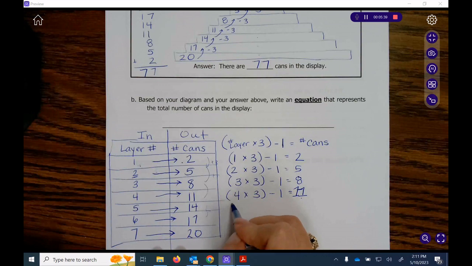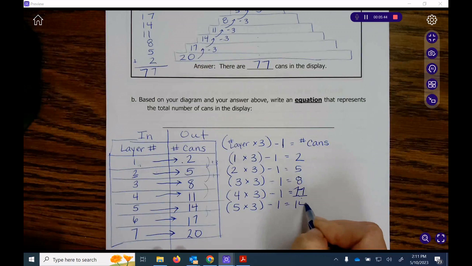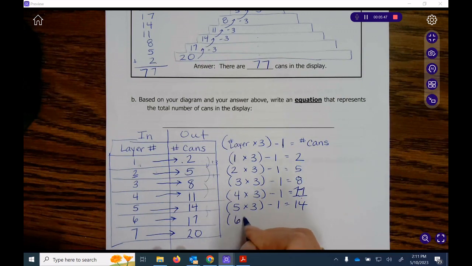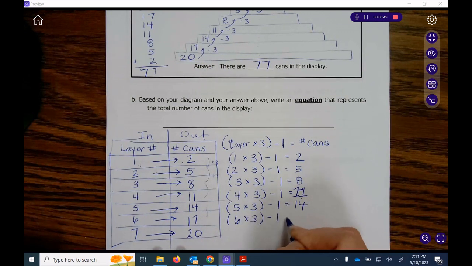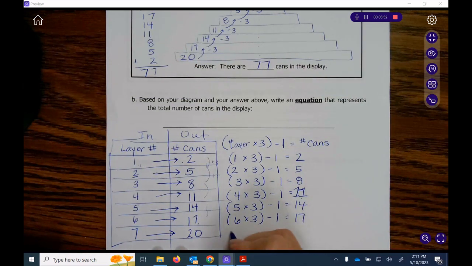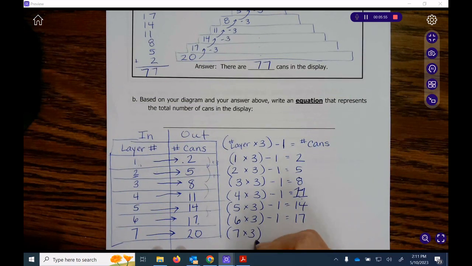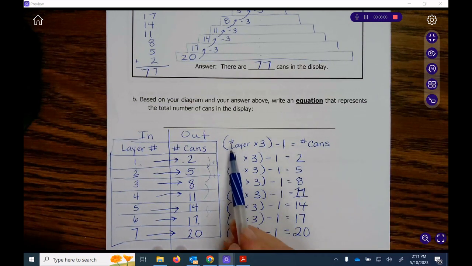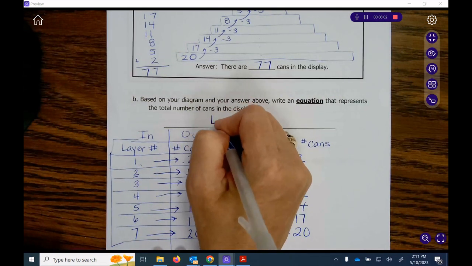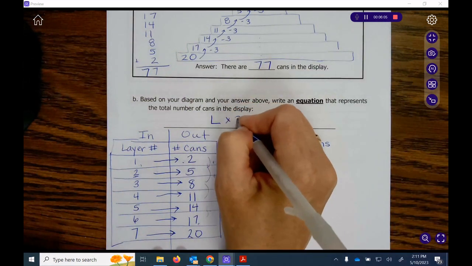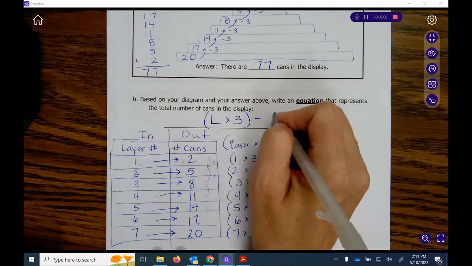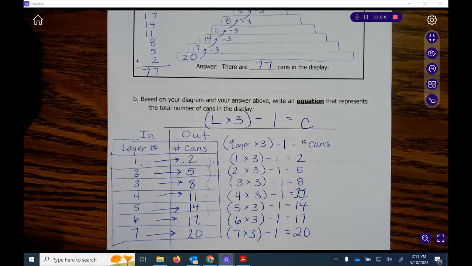And then 5 times 3 is 15, take away 1 is 14. Layer 6 times 3 is 18, take away 1 equals 17, so there's 17 cans there. Layer 7 times 3 is 21, take away 1 equals 20 cans. So it would be the layer number times 3, take away 1 equals the number of cans. All right, now, here's a tricky thing, okay?